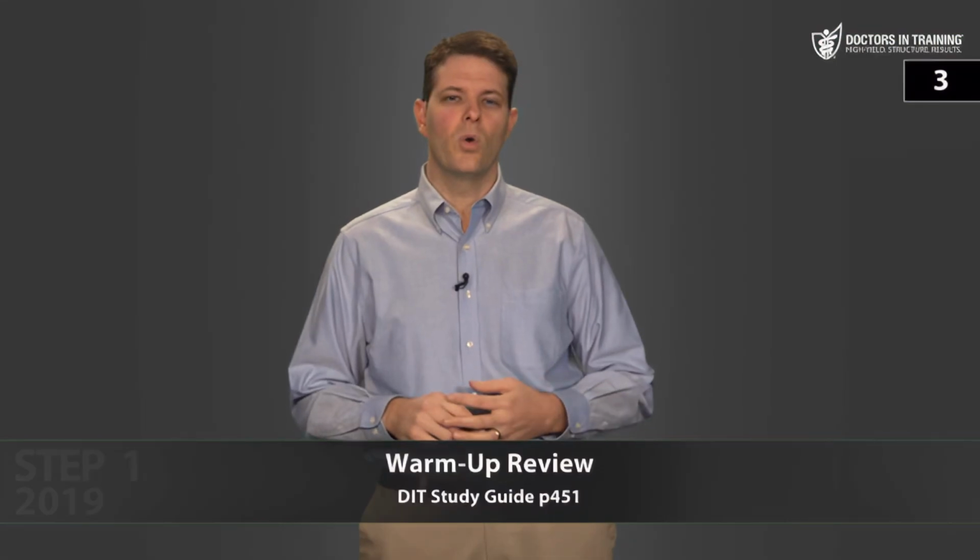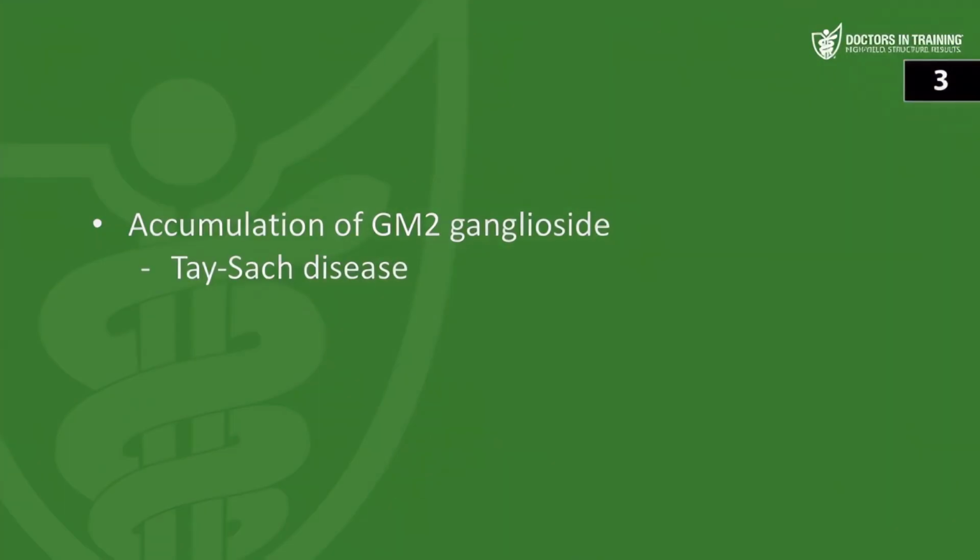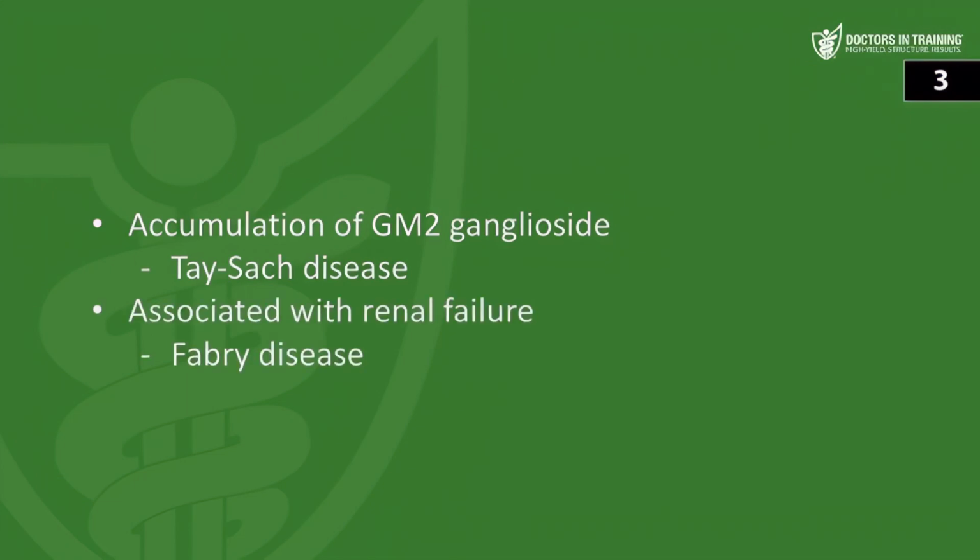And the last question, which lysosomal storage disease matches each of the following statements? So characterized by the accumulation of GM2 ganglioside is Tay-Sachs disease, and associated with renal failure is Fabry disease. All right, let's get started with the lecture.